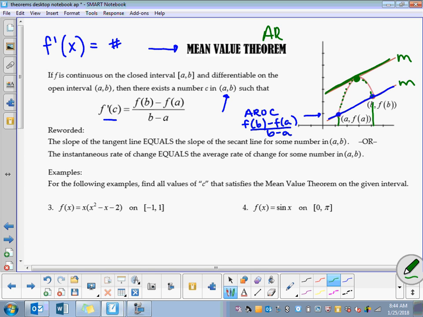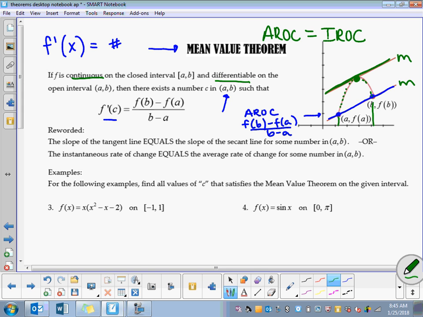Kind of the thing we say a lot for the mean value theorem is that the average rate of change is going to equal the instantaneous rate of change, as long as we're talking about a continuous function and a differentiable function. It doesn't have to be differentiable at the endpoints. It has to be continuous over the closed interval, differentiable, so the derivative has to exist. You have to be able to find the instantaneous rate of change everywhere between A and B.